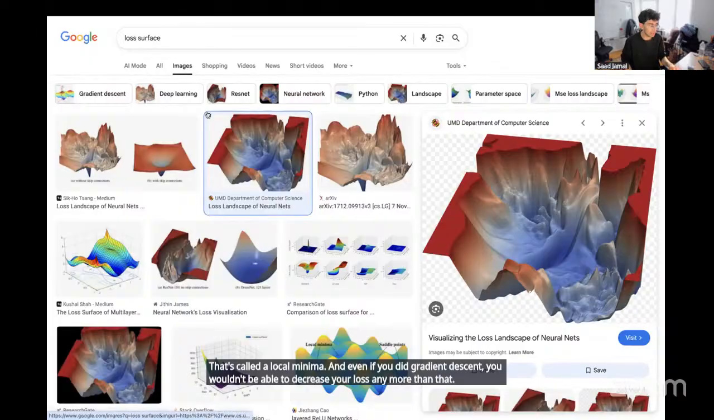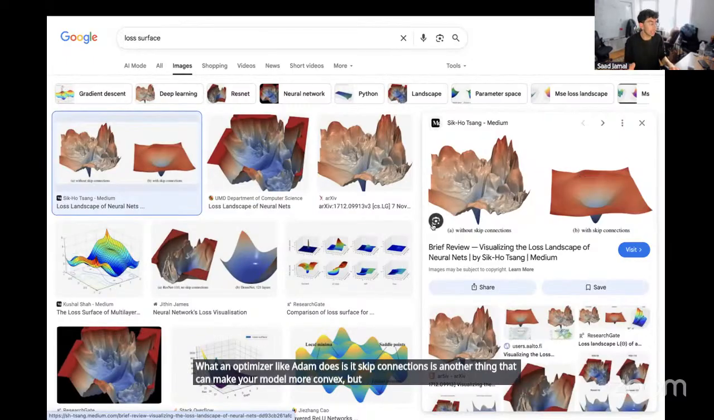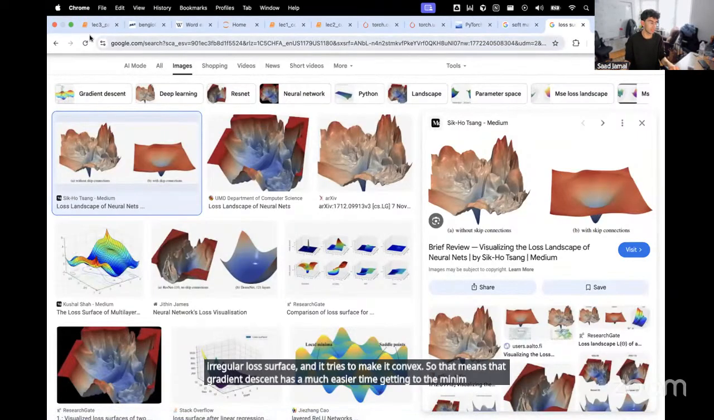What an optimizer like Adam does is, skip connections are another thing that can make your model more convex, but just trust me, it takes this very irregular loss surface and tries to make it convex. So that means that gradient descent has a much easier time getting to the minimum loss.